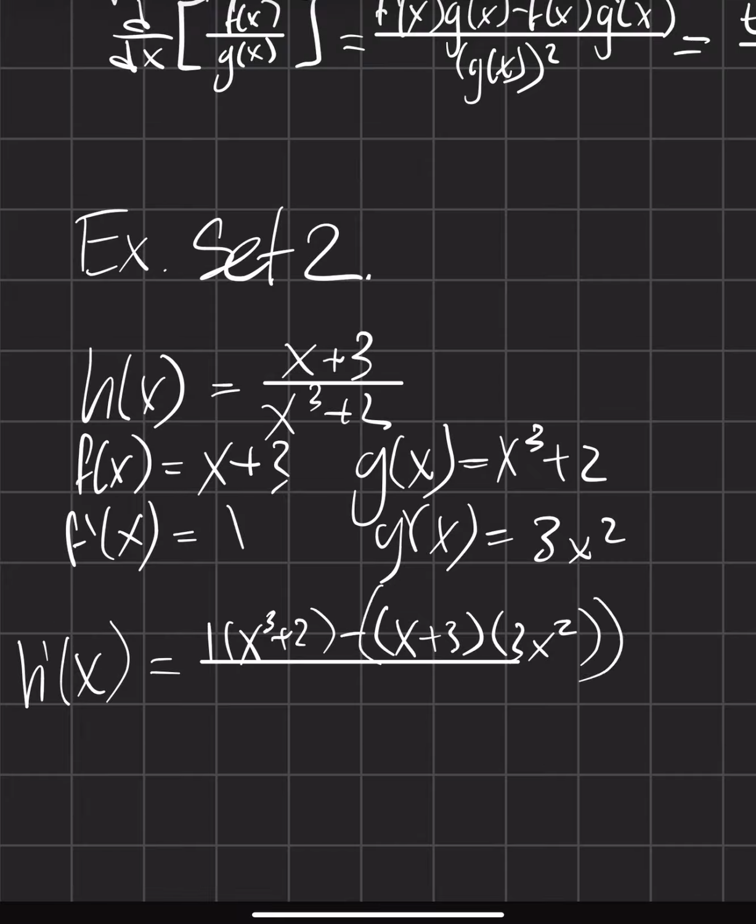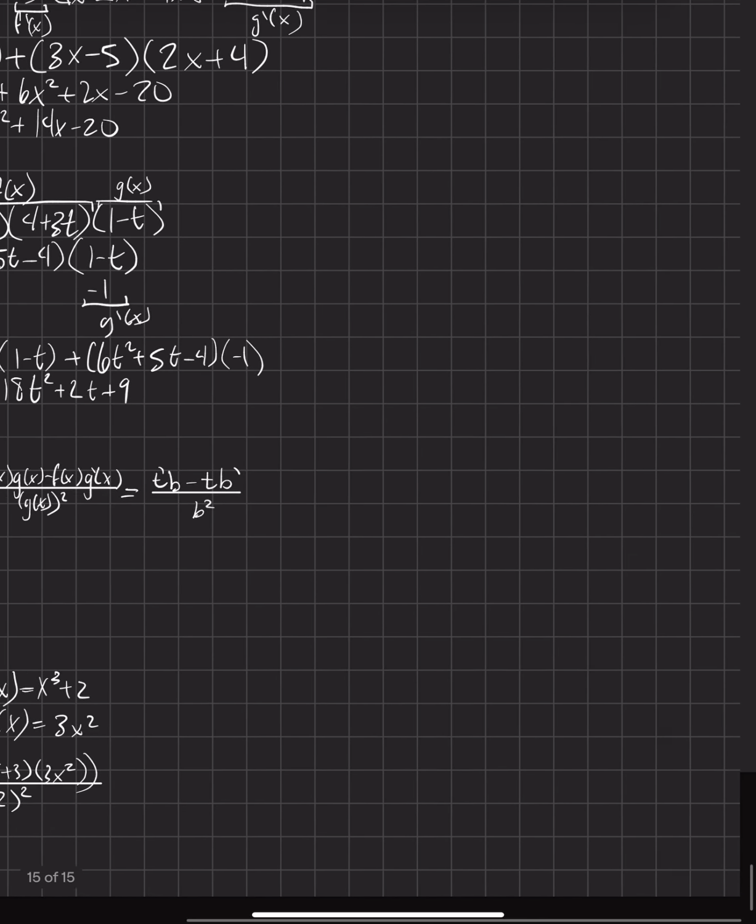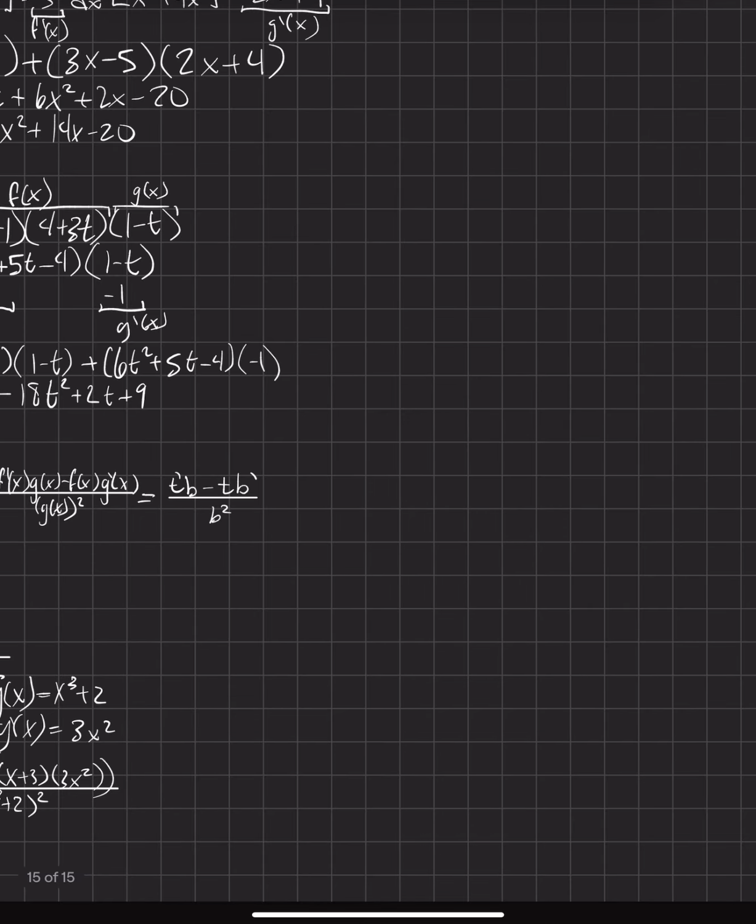And we can put double parentheses there. Extend this out a little bit further. And then all this is going to be over our g of x squared, which is x cubed plus 2 squared. And then, of course, you could just put all this together and get an actual function a little more simplified, but for all intents and purposes, I'm just going to leave it like that because that's all the calculus that you're doing. The rest of that would just be some algebra.